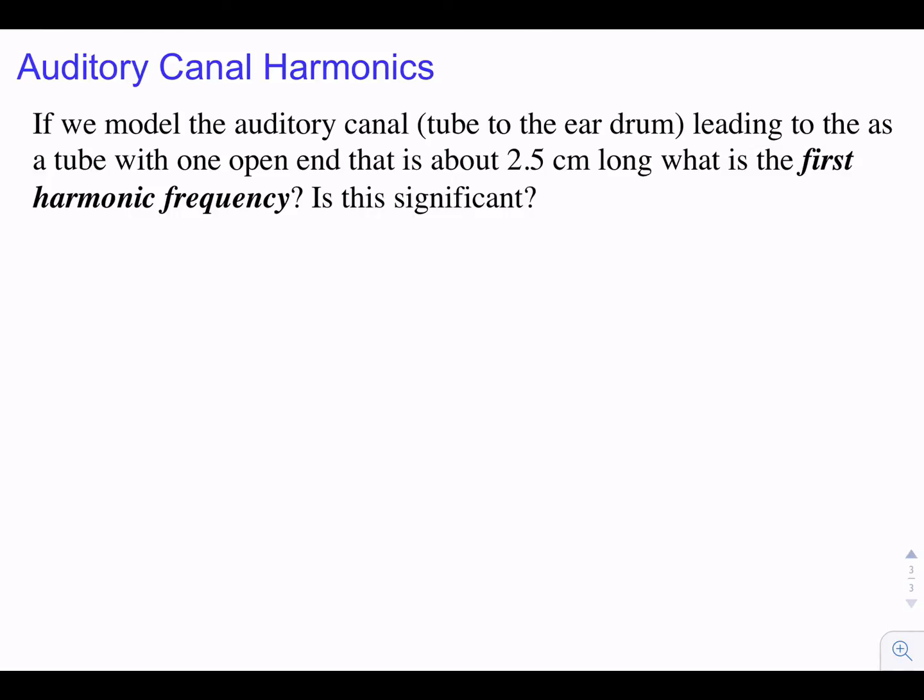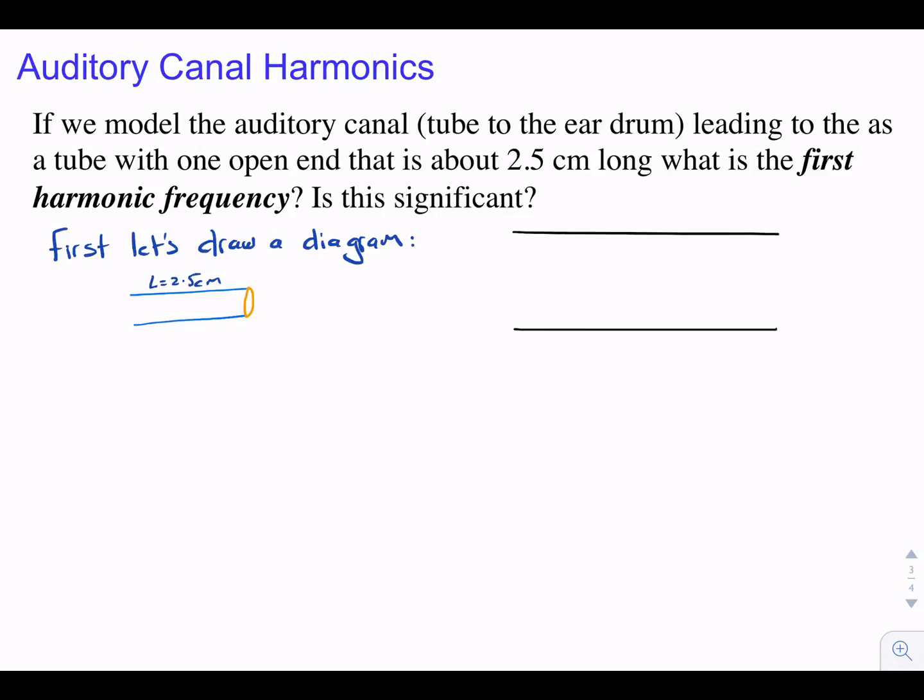Auditory canal harmonics. So if we model the auditory canal, which is, if you remember, the tube leading to the eardrum, as a tube with one end open that's about 2.5 centimeters long, what is the first harmonic frequency, and is this significant? So let's draw a diagram. This is what it looked like in the previous picture. Here we had a tube with the tympanic membrane at the end here and a length of 2.5 centimeters long.